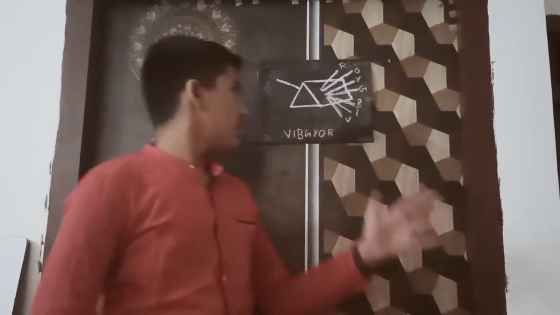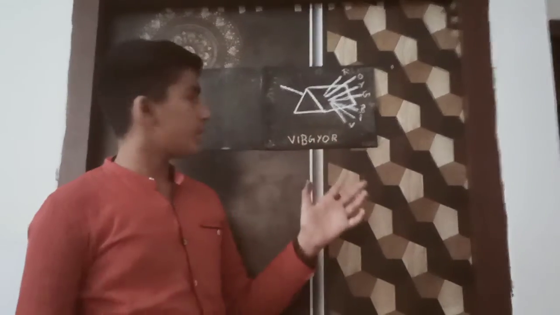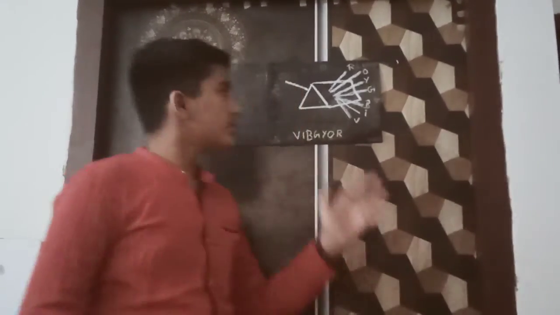Now we are going to learn about a prism. What is a prism? How does the ray of light pass through a prism, and what is white light? Let's start. Hello friends. Now we are going to discuss a new topic, prism. What is a prism?